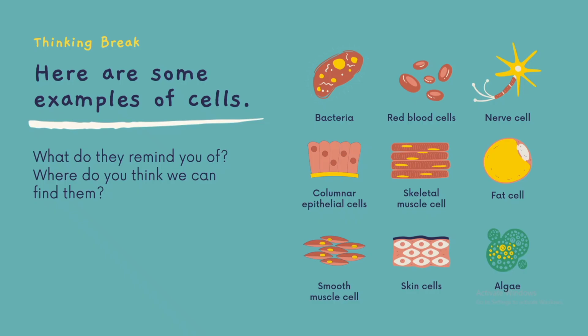Here are some examples of cells. What do they remind you of? Where do you think we can find them? Let's discuss it. Bacteria are found virtually everywhere in nature, including soil, water, air, and the bodies of living organisms. They can thrive in various environments, ranging from extreme habitats like hot springs and deep sea vents to more moderate conditions like human skin and the digestive tract.